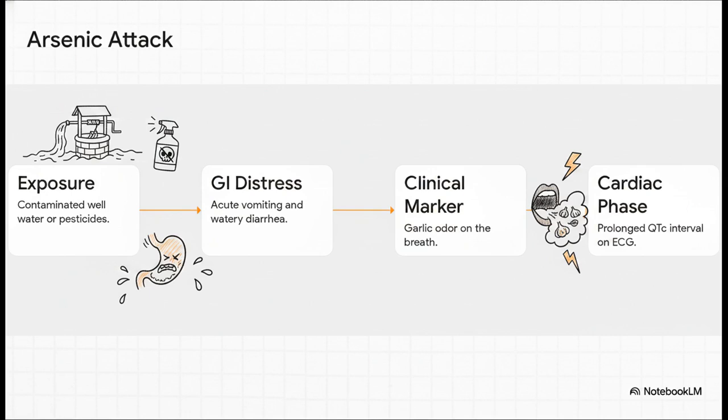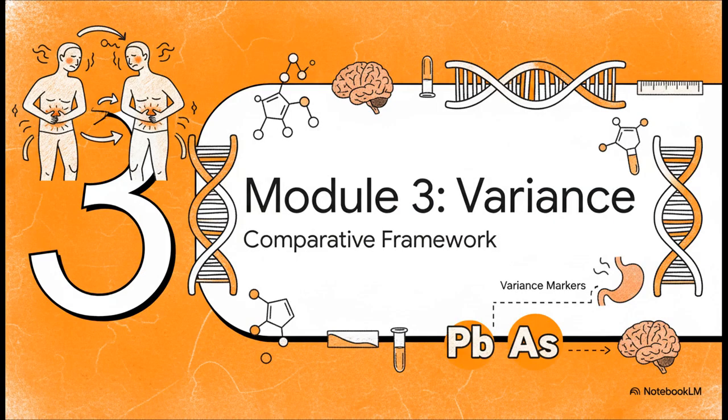We're talking acute vomiting and massive watery rice water diarrhea. Then you get the definitive clinical marker, a distinct garlic odor right on the patient's breath. Finally, that life-threatening cardiac phase emerges with the prolonged QTc interval, putting your patient at imminent risk for torsades de pointes. Recognizing this exact sequence is absolutely mandatory. Module 3. The clinical variance matrix.